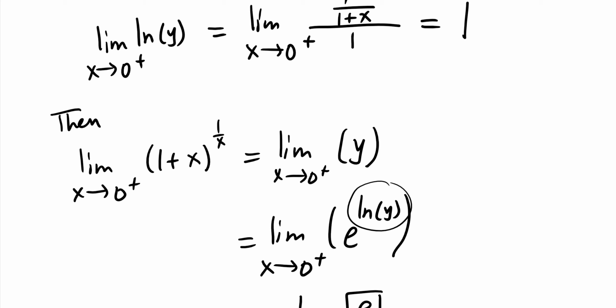And then if it's in the form of a power, then you let that thing be y all the time, and then take the natural log of both sides to bring the exponent down.